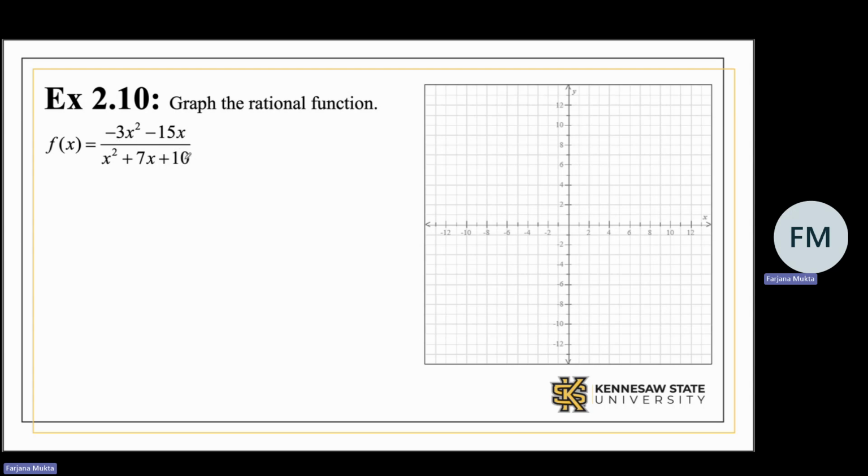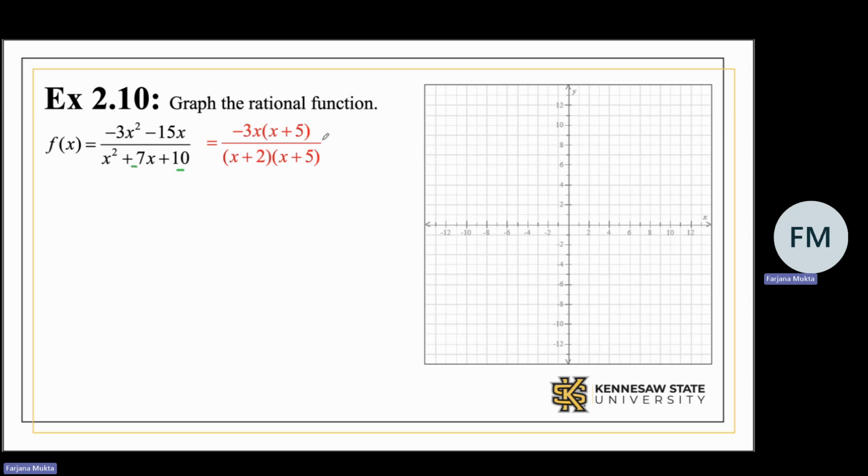The constant term is 10, and the middle coefficient is positive 7. So what would be two factors of 10 that add to 7? 5 and 2. Okay. So from the numerator, let's factor out the common factor negative 3x. We'll have x plus 5. From the denominator, we'll get x plus 2 times x plus 5.